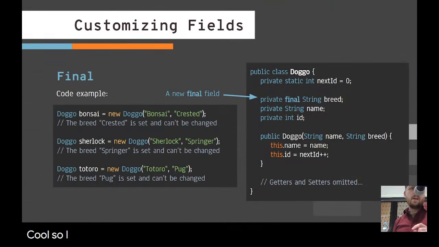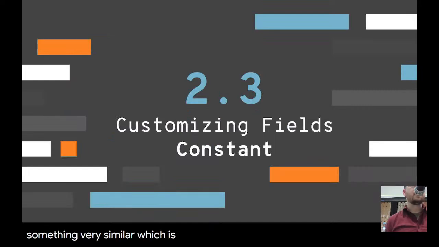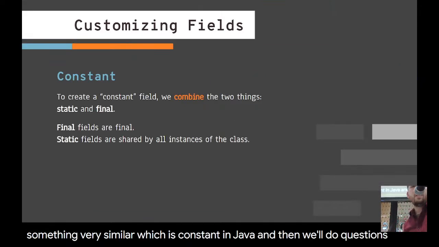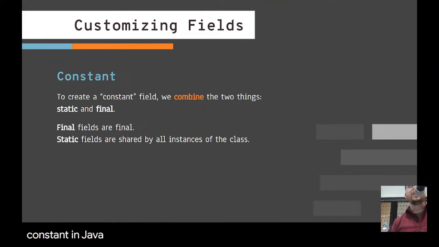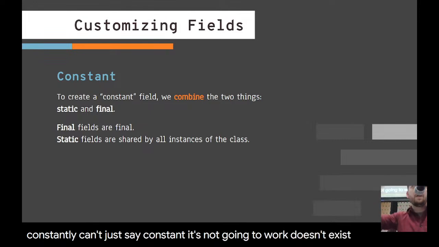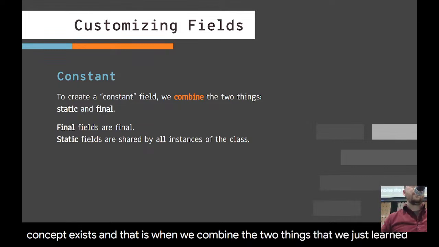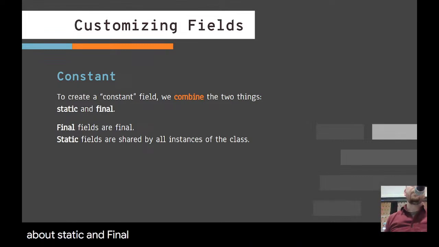Cool. So I'm going to hold on questions here because we're going to look at something very similar, which is constant in Java, and then we'll do questions. A constant in Java is not something where we can just call a field constant. We can't just say constant. It's not going to work. It doesn't exist. But the concept exists, and that is when we combine the two things that we just learned about, static and final. So if it is static and final, it's considered a quote-unquote constant.